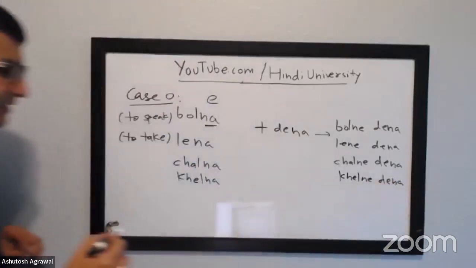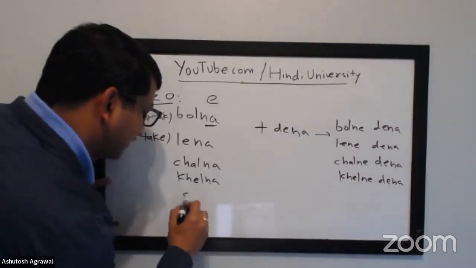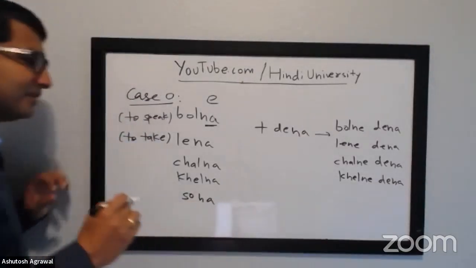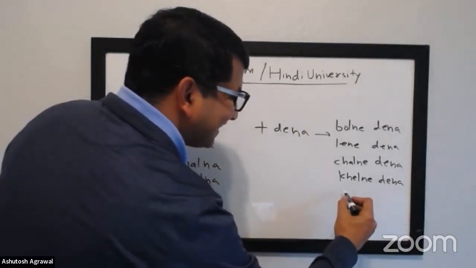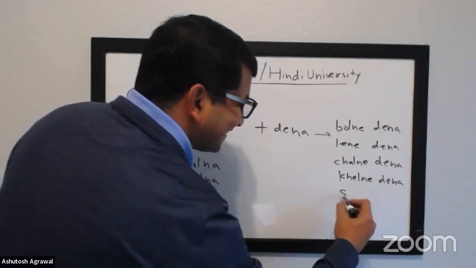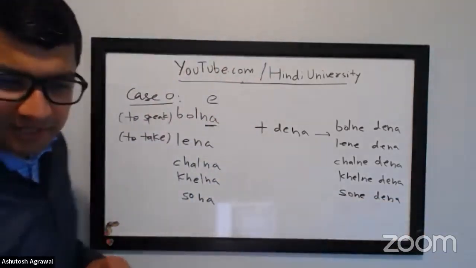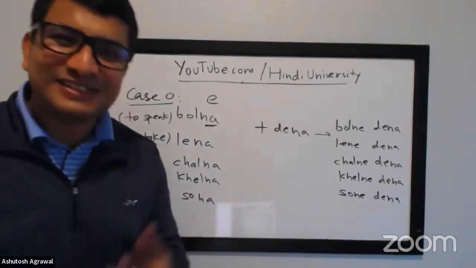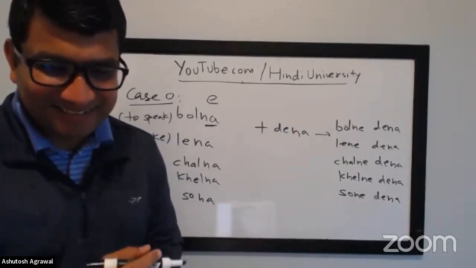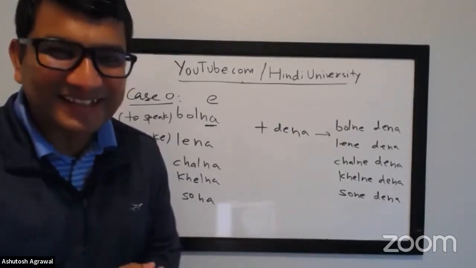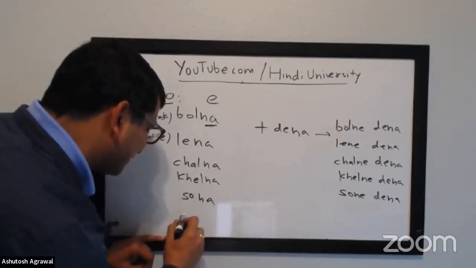Anita ji, Professor Anita. Sona. Very good. So this is a good one. You want to rest, right? So it will be sone dena. Okay, let's take a few more. Daniel ji, how are you doing? I'm good, sir. Sunna. Sunana. Very good.